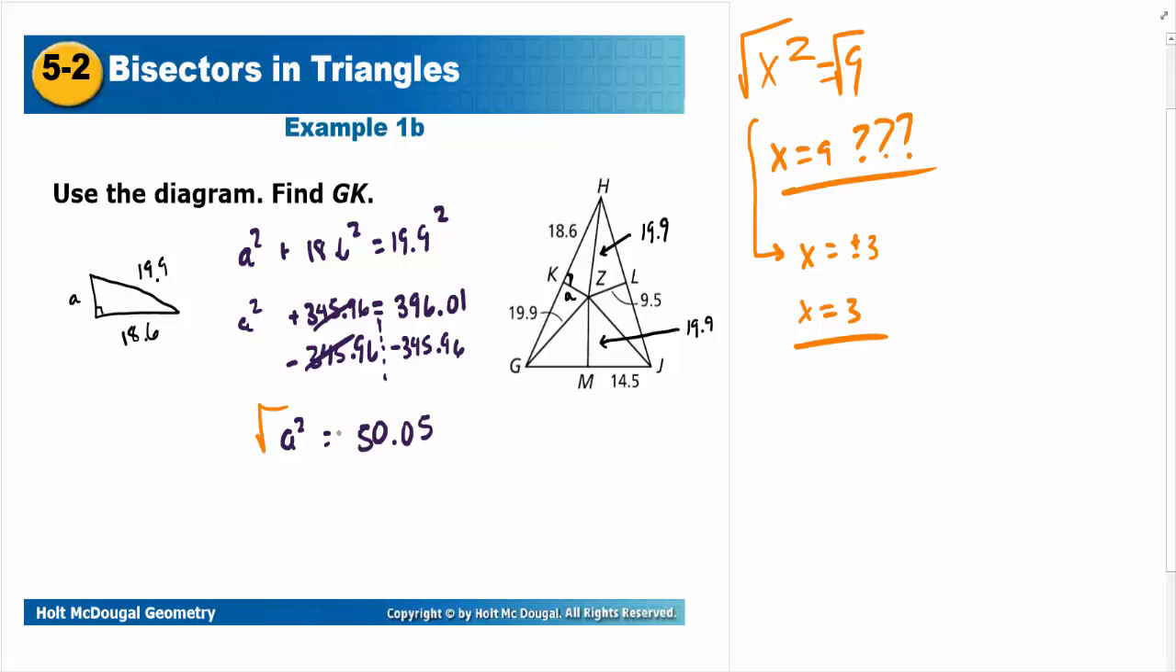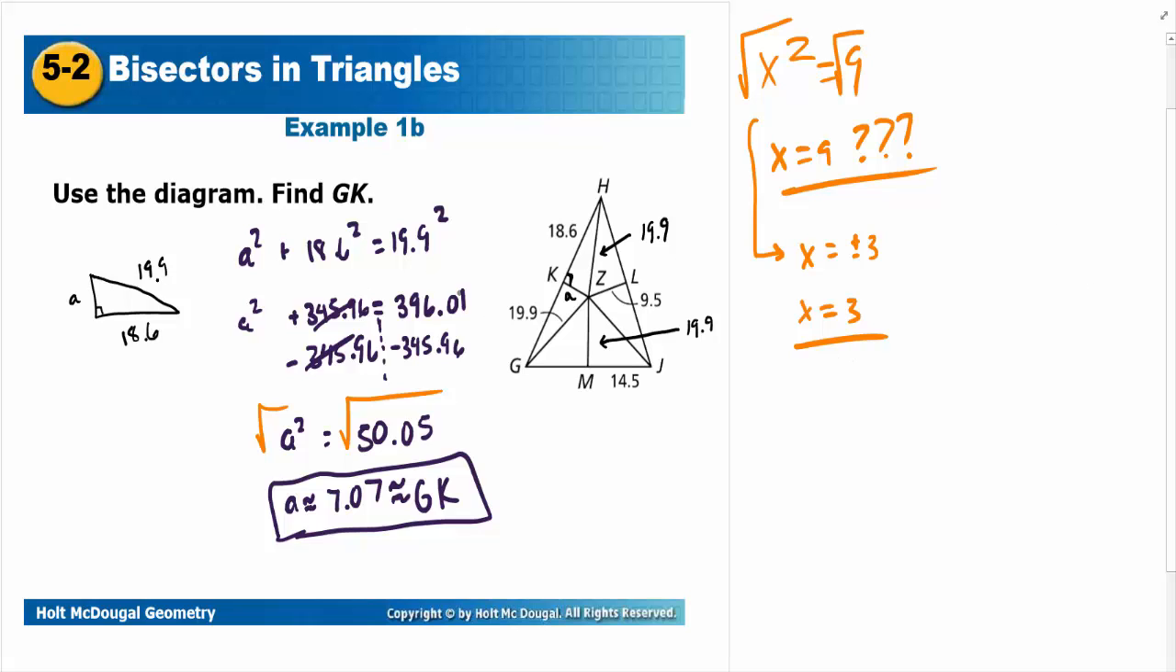I'm square rooting both sides. So we need to take the square root of 50.05. So if you do that, in this case, I'm going to get 7.07. Actually, I don't want to say equals because it's not equals, it's approximate. I had to round that off. And that's going to be GK. GK is approximately 7.07. So you don't have an exact number. I mean, if you wanted to keep it exact, you'd have to keep it as the square root of 50.05. Keep that approximate there. Okay.